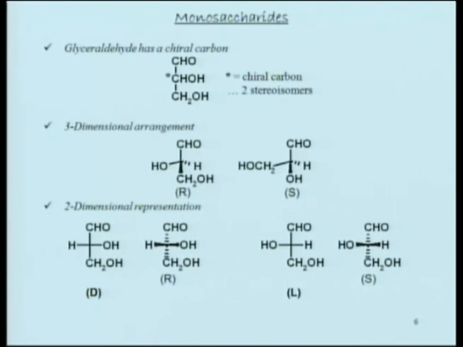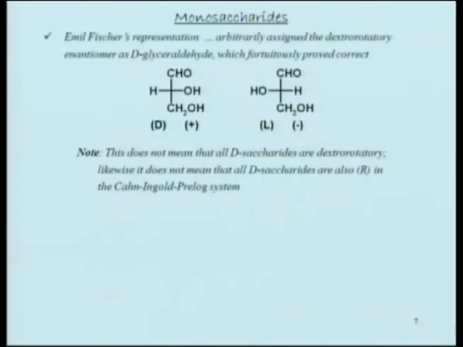The natural L is, for example, idose or iduronic acid. These are L. So in essence, what is important here is that the carbon which is furthest away from the aldehyde, the orientation of the hydroxy, the OH on the carbon that is furthest away, chiral carbon, not CH2OH, chiral carbon, is the identifying center for D and for L. Okay? And I'll show you in just a little while.